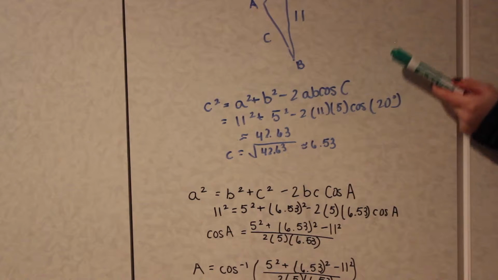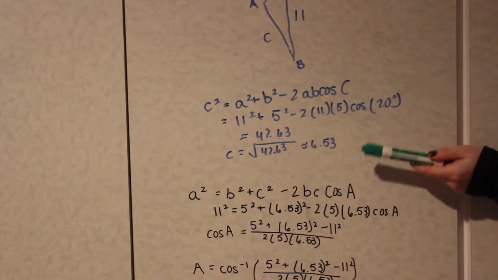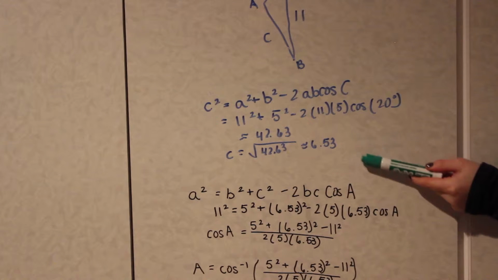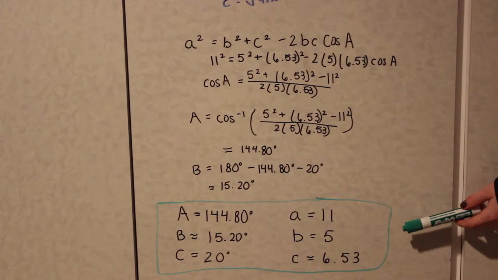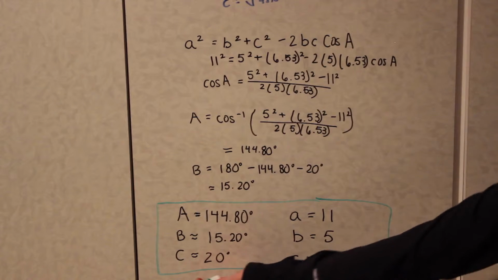So you're going to set side C squared equal to the entire equation. Once you get side C, you're going to reconfigure the equation and set it equal to side A, and then angle A and angle B. Once you solve it all, those are all 6 parts of the triangle and all the answers.